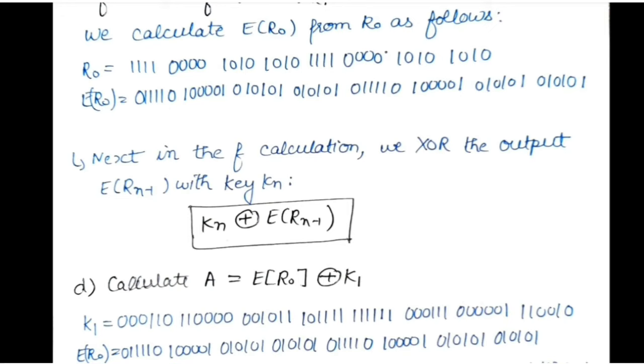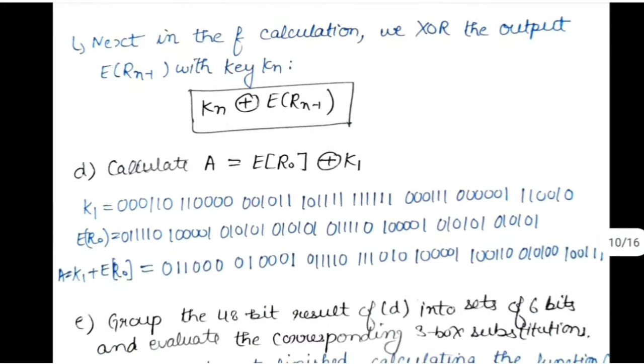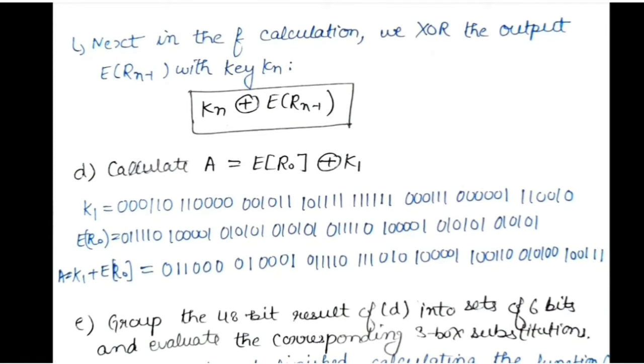This is the basic formula, Kn plus E(Rn minus 1). And the next question in the problem was to calculate the value A, where A is equal to E(R0) plus K1. So basically we are going to calculate an XORed function of the expanded R0. That is, the 32 bits of R0 are expanded to 48 bits using the expansion table, and only then can we XOR it with the key. Our key is 48 bits long, so we need R0 to be 48 bits long. That's why we have expanded it using the E table.